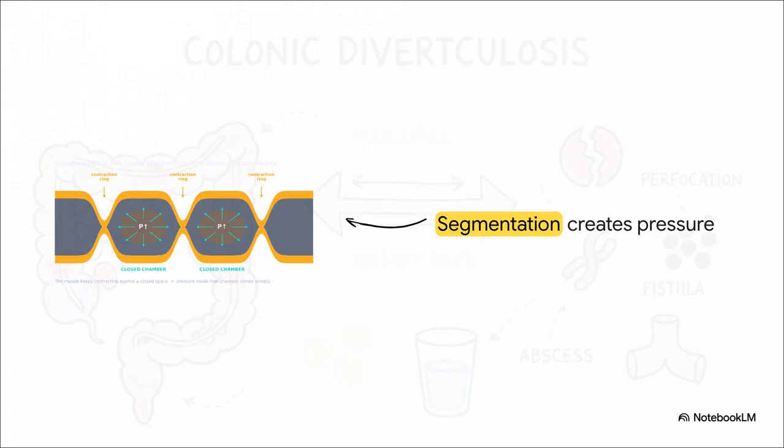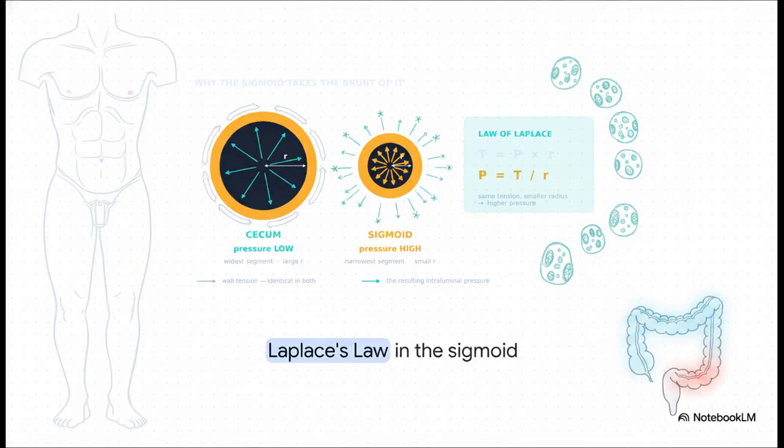But where exactly does this herniating pressure come from? Well, the colon's own motility seals the lumen into short, closed compartments called segmentation rings. As the circular muscle keeps contracting against these closed-off spaces, the internal pressure inside that specific chamber climbs steeply. And by applying Laplace's law, we can see exactly why the narrow sigmoid colon takes the absolute brunt of this disease. Laplace's law tells us that wall tension equals pressure times radius. If we rearrange that, pressure equals tension divided by radius. So for the exact same muscle contraction, a narrower segment of bowel with a smaller radius is going to generate vastly higher intraluminal pressure.